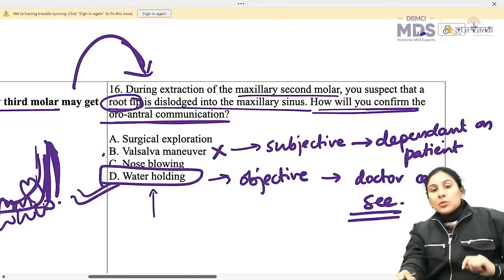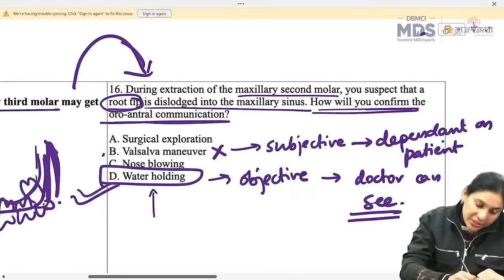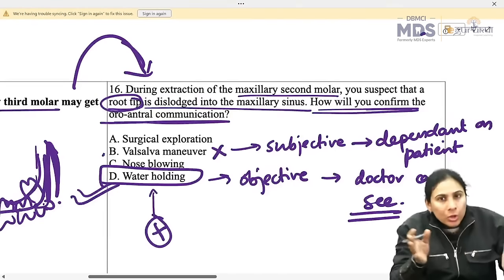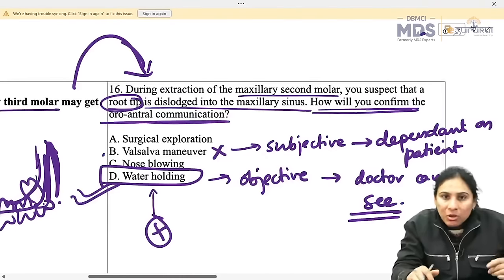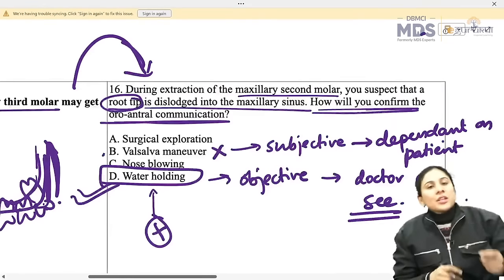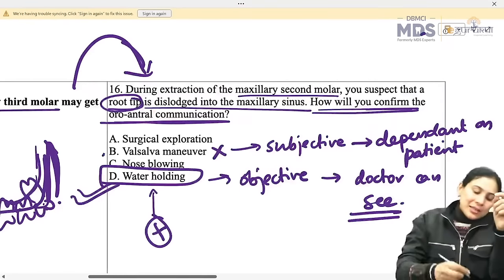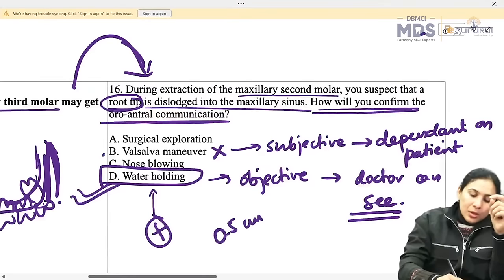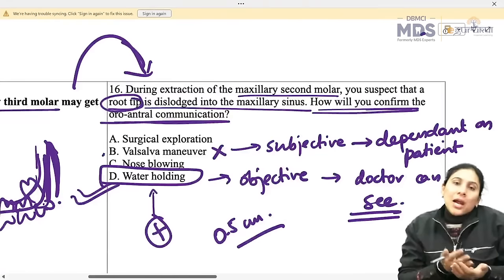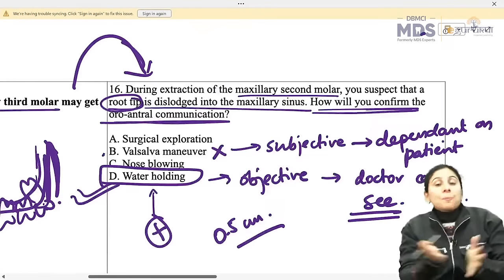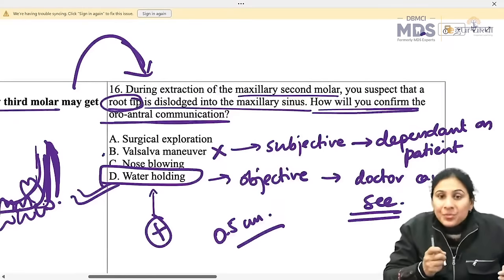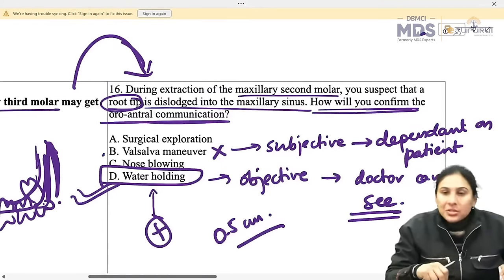And if the water holding test is positive, that means there is an oroantral communication. You have to explore the sinus. You have to take that root tip out. And you have to close that communication immediately. If it is a small communication, less than about 0.5 centimeter or so, you can just put sutures so the clot will hold the communication and close it. If it is a big defect, then you have to take flaps and close the communication immediately. All right. So that is the correct answer to question number 16.